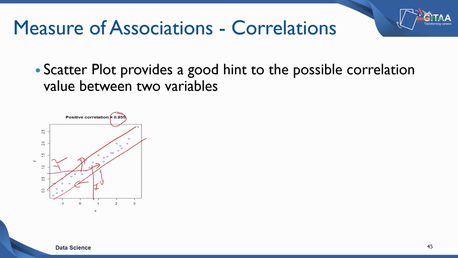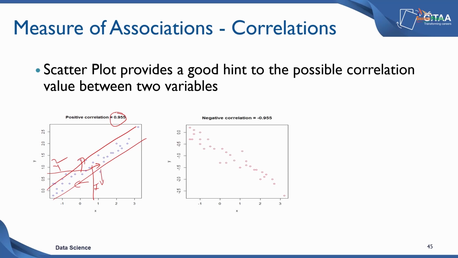The example which is just the reverse of that is also in a good band, but the slope of the line is -1 rather than +1. So the sign is determined by the fact that as x increases, y decreases, and that's why the negative sign. But the value is high because it's still within a very small band within which all the data lies.